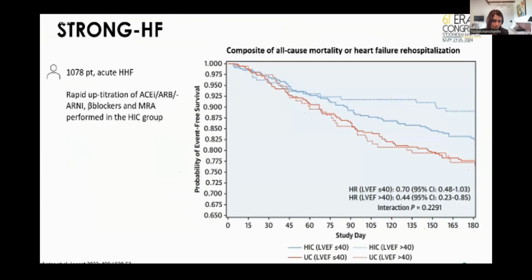So this is the STRONG-HF trial. In the STRONG-HF group, they compared acute heart failure patients on intensive treatment versus moderate or low intensity treatment, and that showed the intensive treatment group had more benefit in reducing all-cause mortality. That's why we should not be scared about rapidly rising creatinine or rapidly lowering eGFR when we treat with ACE inhibitors, ARBs, ARNI, and beta blockers, because mortality over time is better with rapid up-titration and offloading of patients compared to the other group.